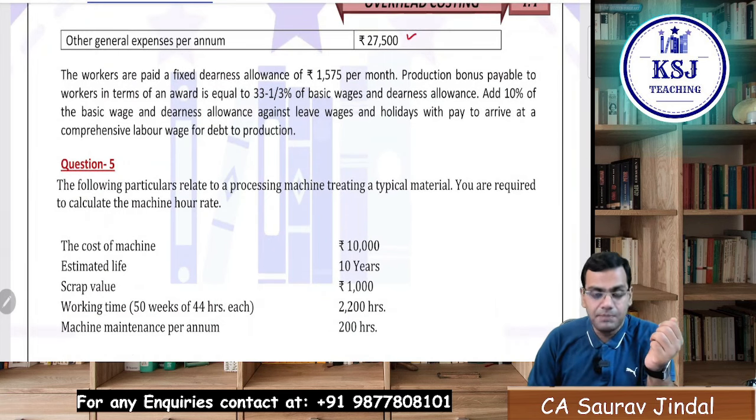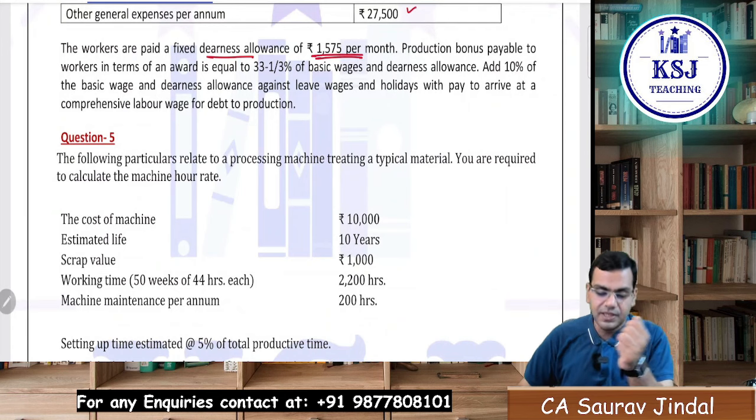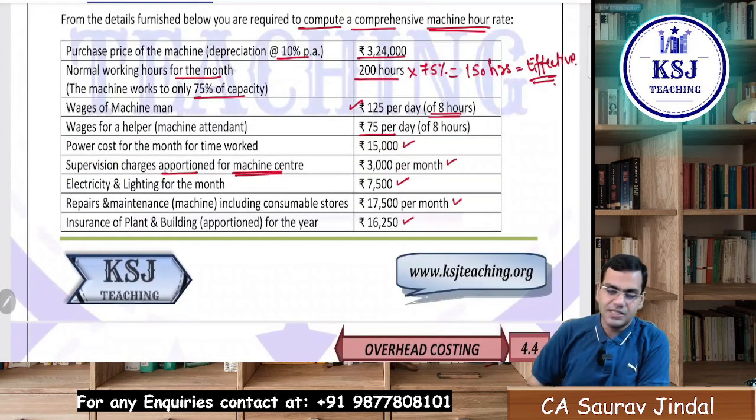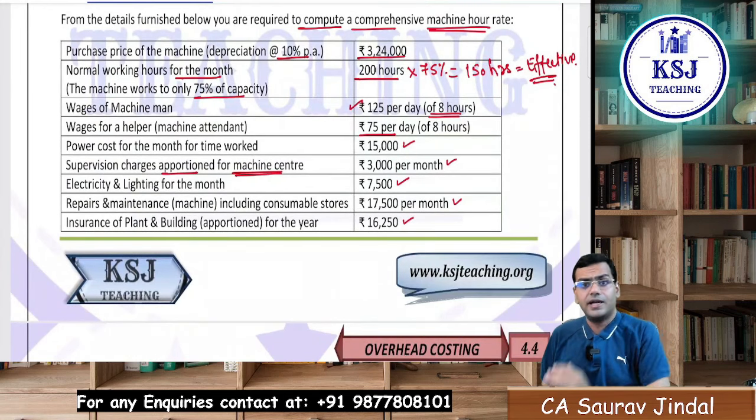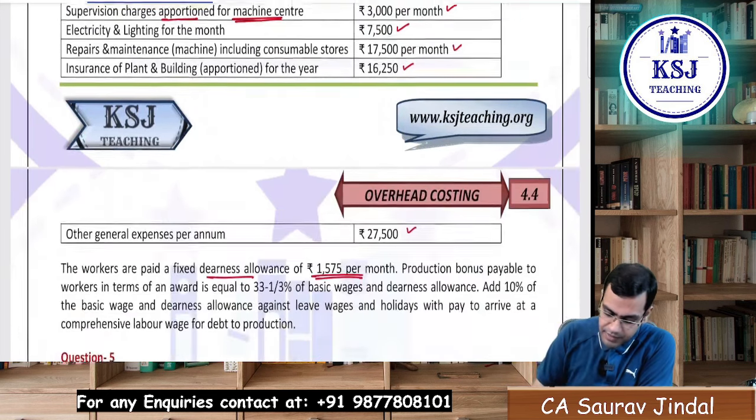The workers are paid a fixed DA allowance of rupees 1575 per month besides the basic wages, right? So what is the basic wages? The basic wages is 125 for 8 hours or 75 rupees for 8 hours, that is for the machine man and the helper, right?